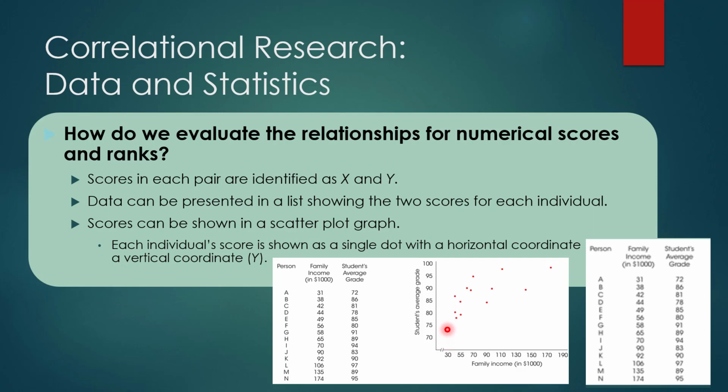Just put the cursor over that. Let's see if we can find individual L. They had family income of 106,000 and student's average grade was 97. So 106,000, probably this individual right here. So each one of these dots represents one of these people and is showing where their score for family income and average grade intersects.